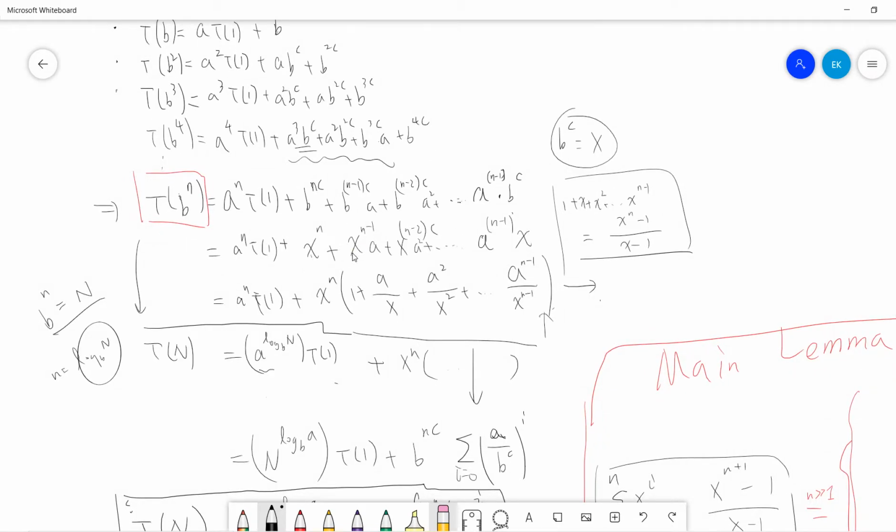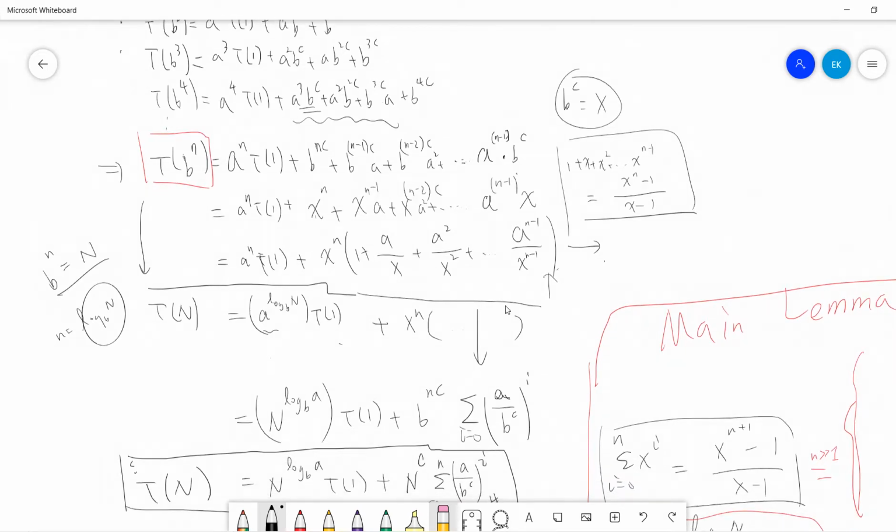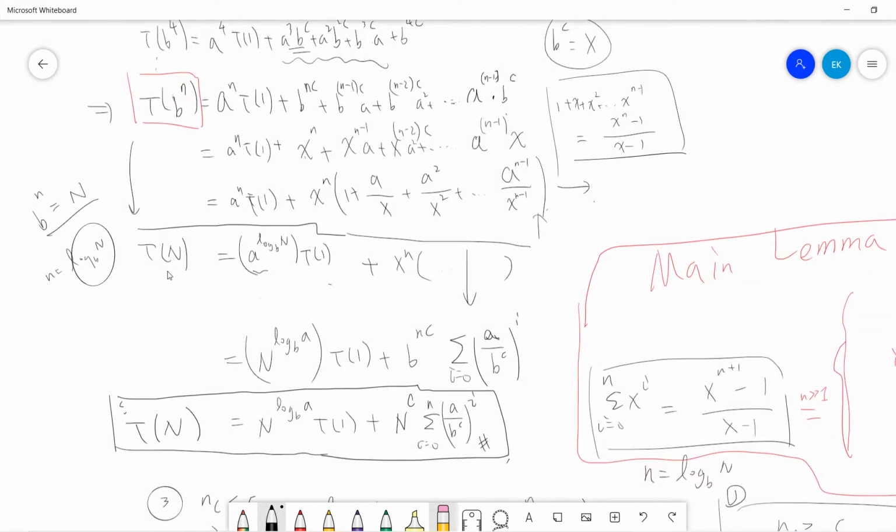So we get x to the n, x to the n minus 1 a, okay, and then you combine all of it, then finally you will get a to the n times T of 1 times (1 plus a over x, a squared over x squared, up to a to the n minus 1 divided by x to the n minus 1).